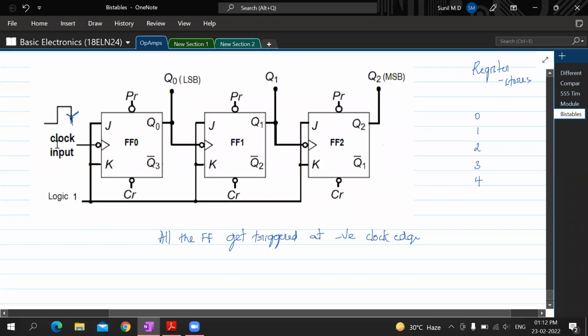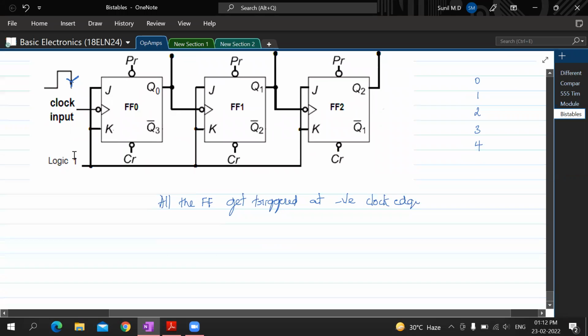Now let's say that this particular clock looks like this. Everybody just see here. So let's say this is the clock that is being given to the first flip-flop. Everybody just see here. It's very interesting. You will appreciate what happens with this if you understand. Now see here, this is the clock that we are applying here. This is clock.